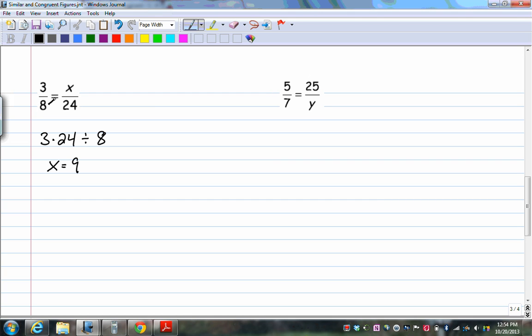Algebraically, I say multiply the number times the variable first. 8 times x would give you 8x. Then that would be equal to 3 times 24. 3 times 24 is 72. Then what I want to do is get the variable by itself, so I would divide both sides by 8. I want to get rid of that 8, and x is equal to 9.